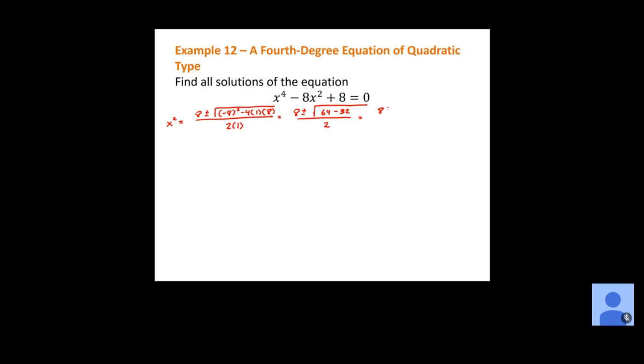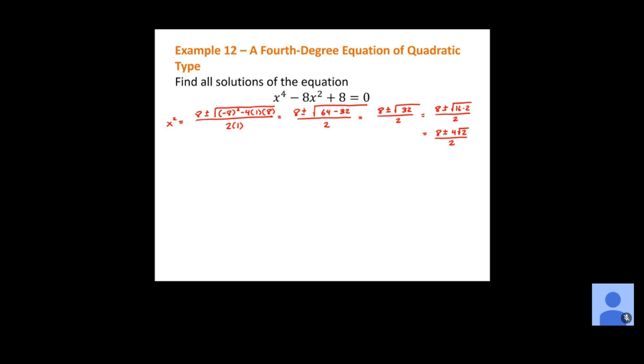64 minus 32 now, we're going to get 8 plus or minus the square root of 32 all over 2. And now we need to look and see if we can simplify that square root. Well, 16 is actually a factor of 32, and 16 is a perfect square. So I'm actually going to break this down now into 8 plus or minus the square root of 16 times 2 over 2. And if we simplify that now, square root of 16 is 4, so we can bring that to the outside of our square root, leave the 2 inside, and we're still over 2.